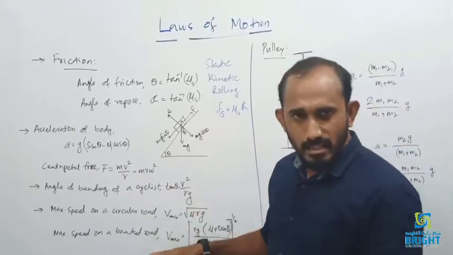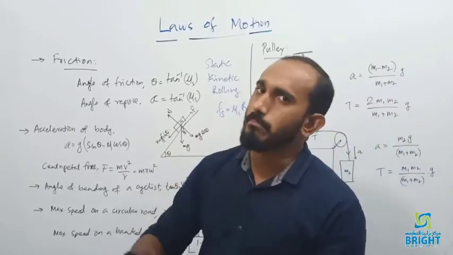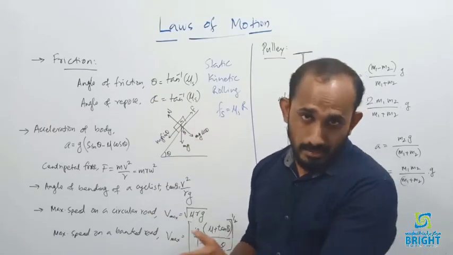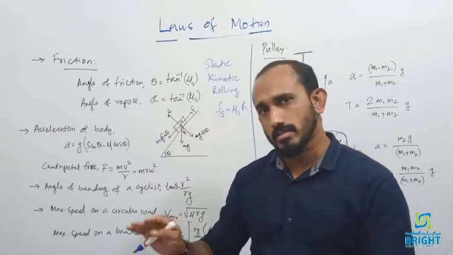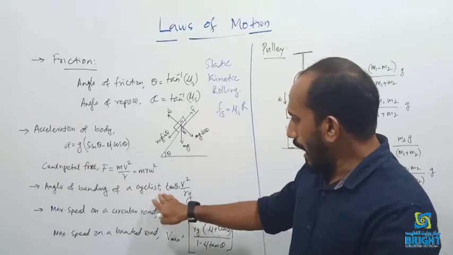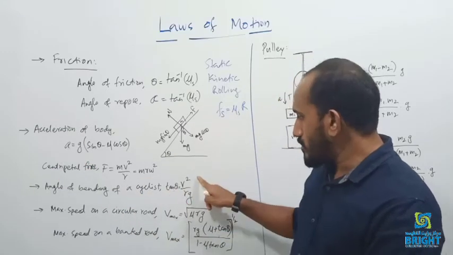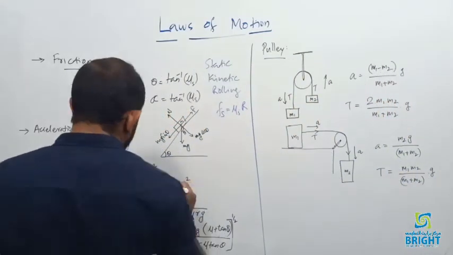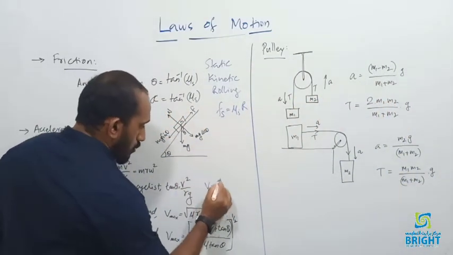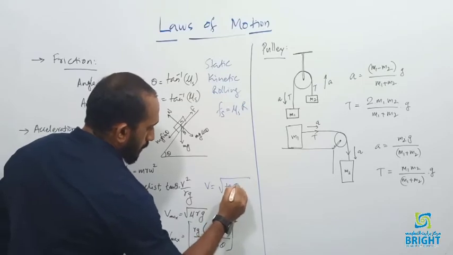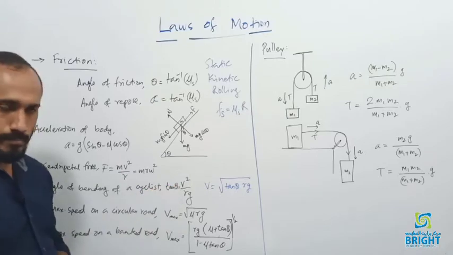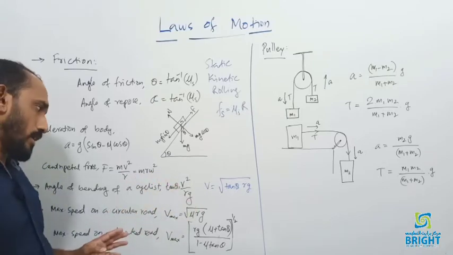At that time, if a cyclist is trying to move along a bend, the cyclist has to bend through an angle for a safe drive. Otherwise, he will slip out of the curve. The angle is given by tan theta is equal to v squared by rg. From there, you can get the maximum speed: v is equal to root of tan theta into rg. That is the maximum speed the cyclist can take around it.